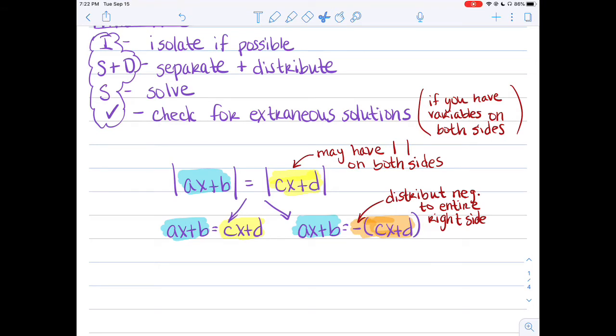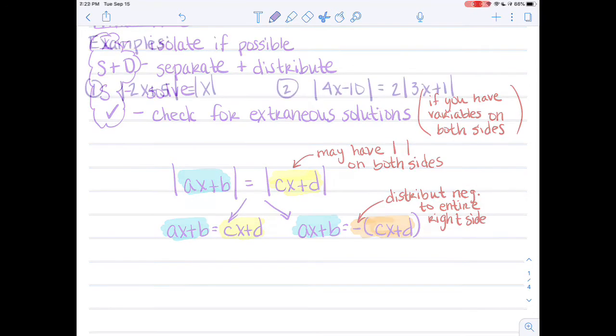And then the last thing that we need to do, and we'll talk about this a little later in the lesson, is if you have variables on both sides. So in this case, we have an x over here and an x over here that may or may not be in absolute values, you should check for extraneous solutions. We spoke about those a little bit last time, but those are basically solutions that when plugged into the original equation do not come out with a true statement.